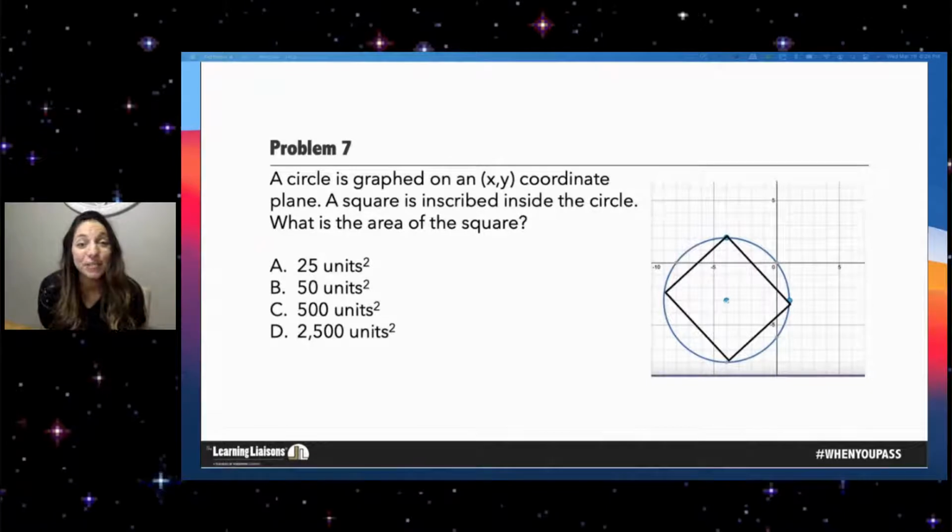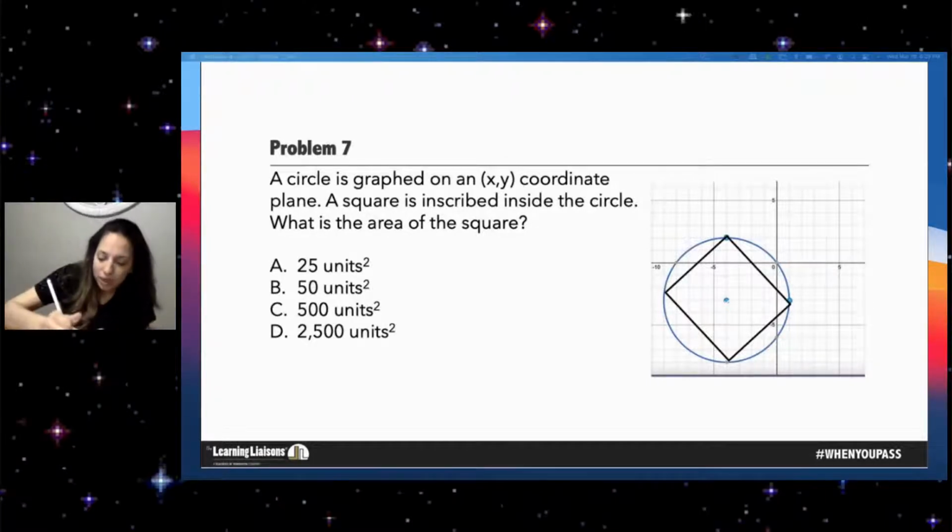The same circle is graphed on an XY coordinate plane. A square is inscribed inside the circle. What is the area of the square? All right, so we went from basic coordinate plane to equations of the circle to a square being inscribed inside the circle. What does that even mean?